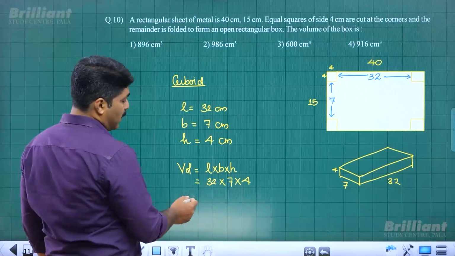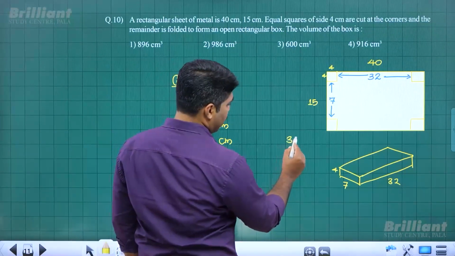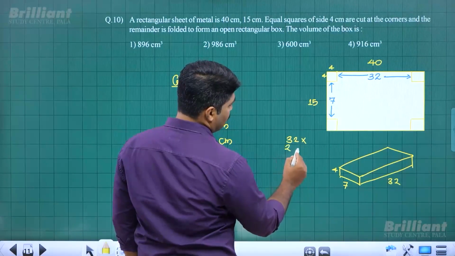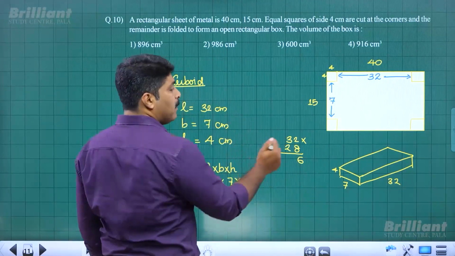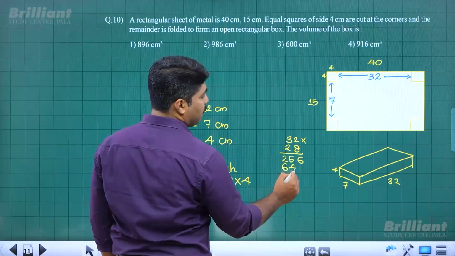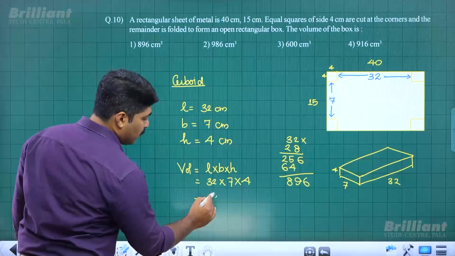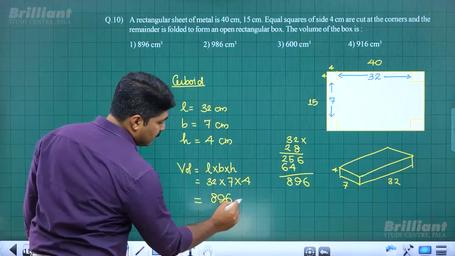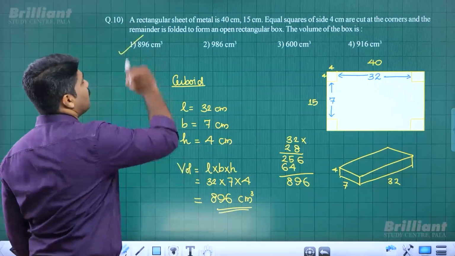But we have to multiply it. So this is 32 into 28. What is the value here? 2 into 8, 16. 1 is carried. 24 plus 1, 25. This is 64. Therefore, this is 896. So here the answer is 896 centimeter cube. So this is the answer.